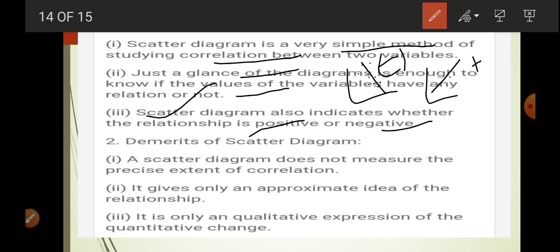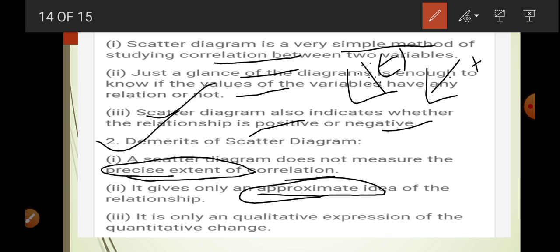Okay, now come to the demerits of a scatter diagram. A scatter diagram does not give exact value of correlation, so it is not a mathematical or quantitative expression. Okay, it gives only an approximate idea, and it is only a qualitative expression. It does not give a quantitative number. These are the demerits of the scatter diagram.